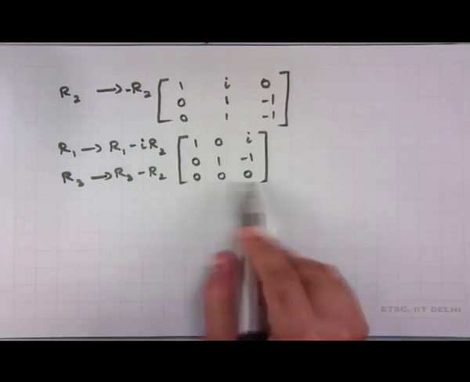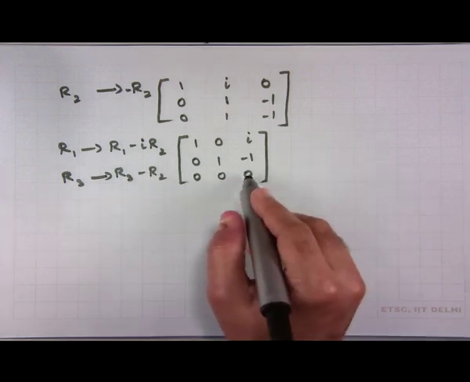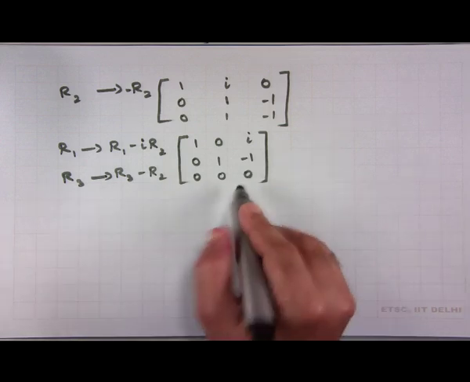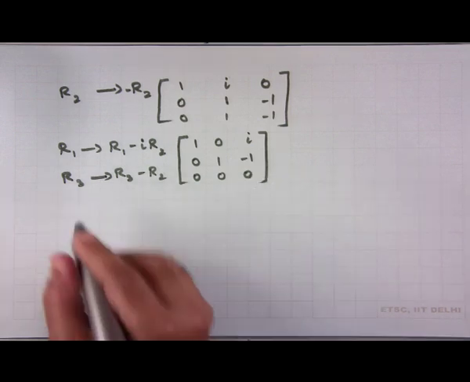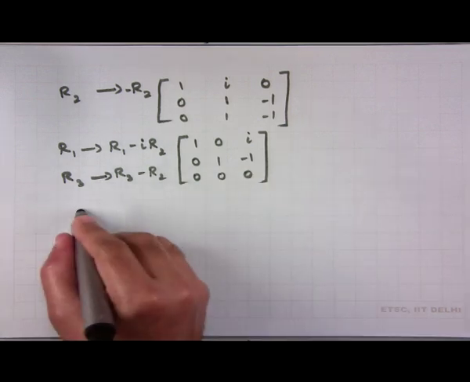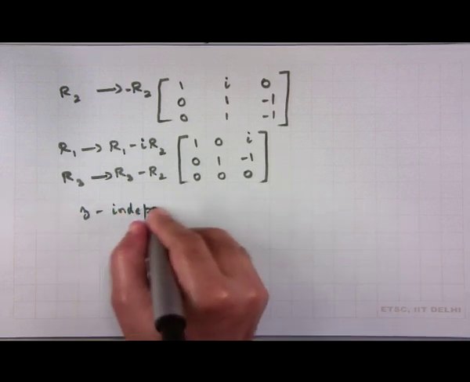So, you have a 0 row, which means that the rank of this coefficient matrix is just 2, and therefore you have an independent variable. The independent variable is just the last one, the z variable, because there is no pivot element. So, z is the independent variable.